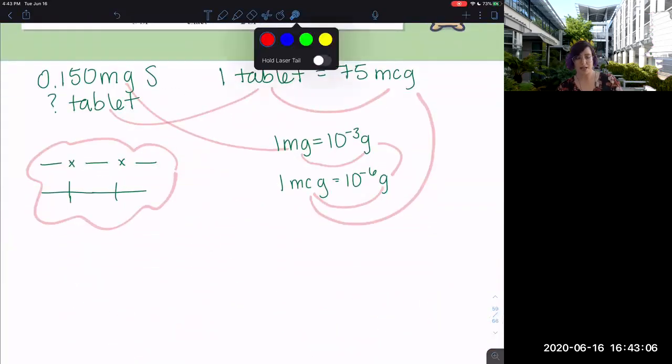So that means I don't want to start with any of these equalities. And I can't start with tablets because that's what I want to know. So I have to start with the milligrams. Just start with the only place that you can start.